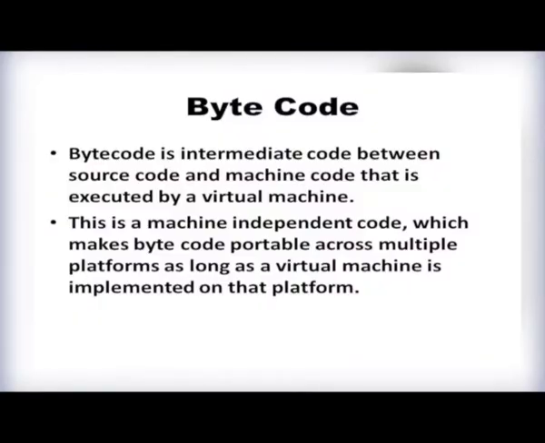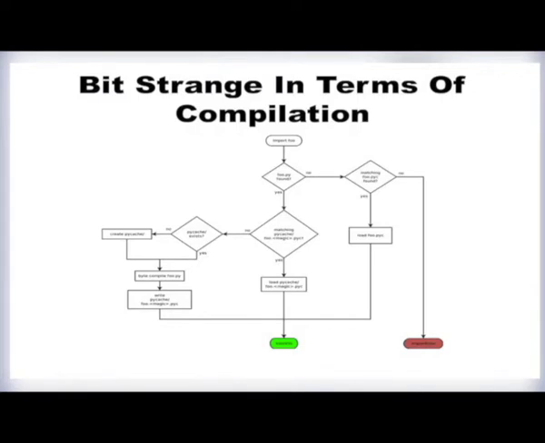Next comes bytecode. Bytecode is intermediate code between source code and machine code that is executed by a virtual machine. This is a machine independent code which makes bytecode portable across multiple platforms, as long as a virtual machine is implemented on that platform. But machine code is directly executable by the computer and tailored for a specific processor.